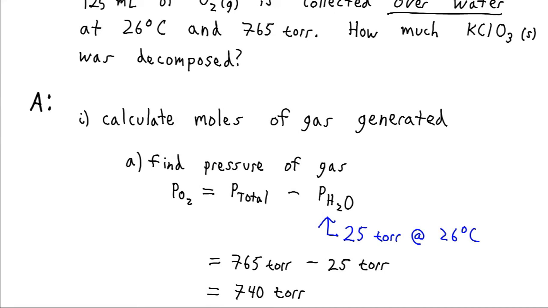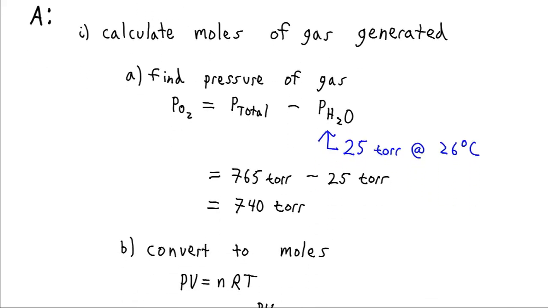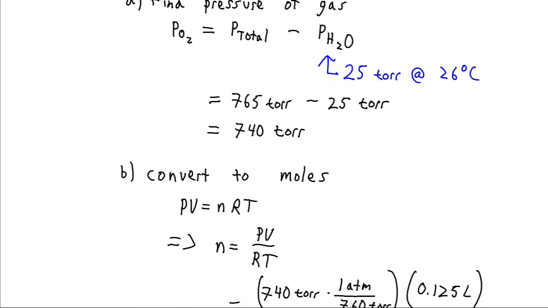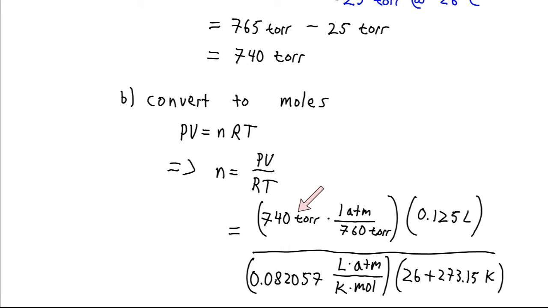Now we can figure out the total number of moles of O2 using our PV equals nRT equation. So solving for n is going to be PV over RT, and then we'll plug everything in. And here I've done it in a single step. So I converted the pressure from torr into atmospheres. Has to be in atmospheres because R is in atmospheres. I converted our milliliters into liters, 0.125 liters. Converted our temperature into kelvins.